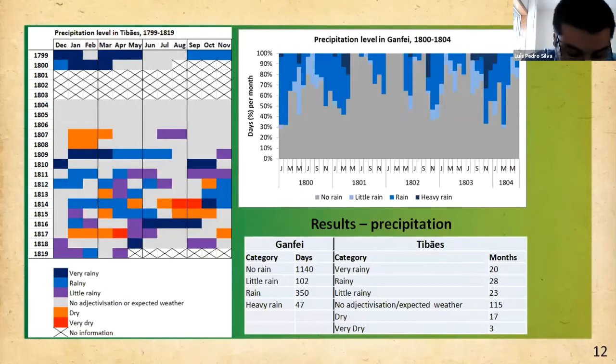As for the precipitation parameter, it showed a strong variability. In Ganfei, there was clearly a prevalence of days with no rain in all months recorded. The number of days with heavy rain was 47, while with rain was 350, and with little rain was 102. Only in 8 months was there not a single rainy day recorded. In Tibães, the number of wet months was higher than that of the drier ones. 20 months were interpreted as very rainy, 28 as rainy, 23 as little rainy, 17 as dry, and only 3 as very dry.